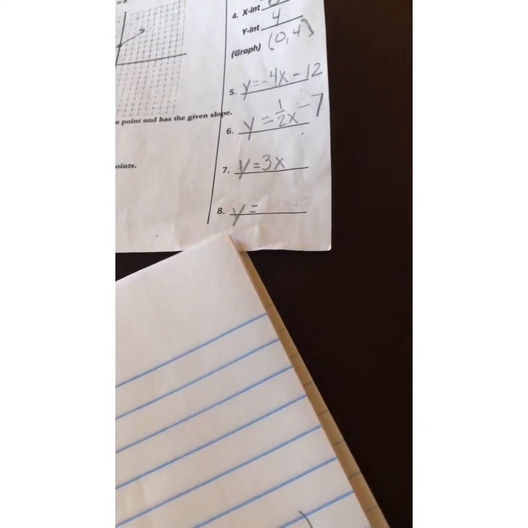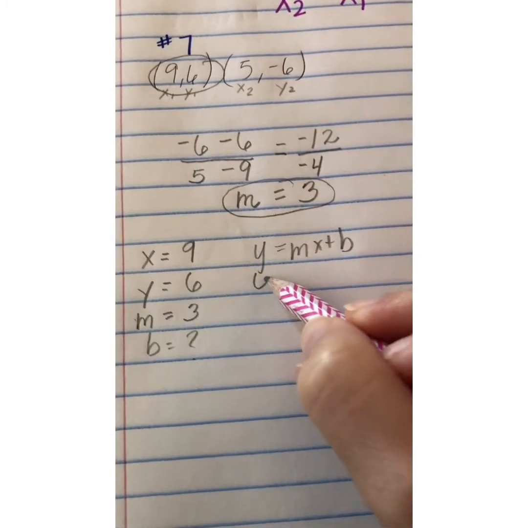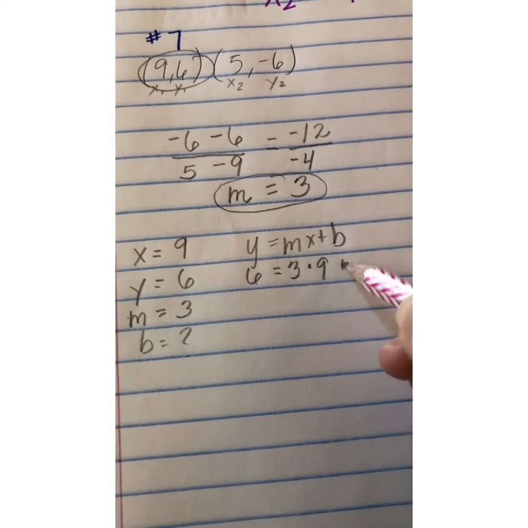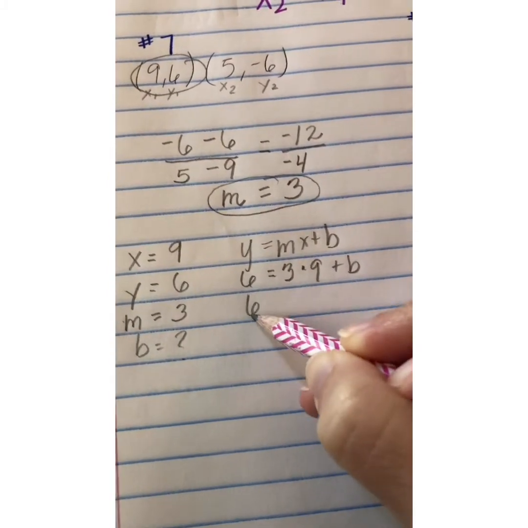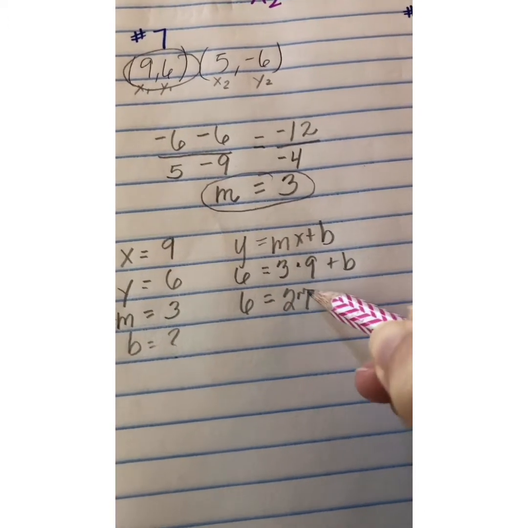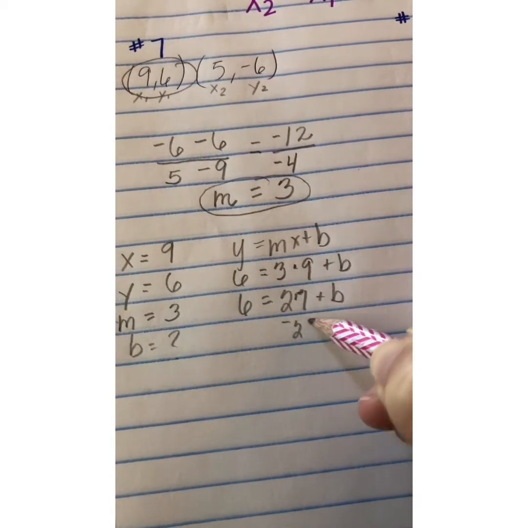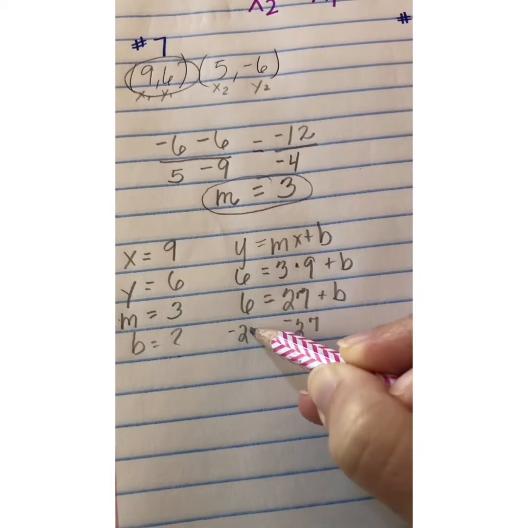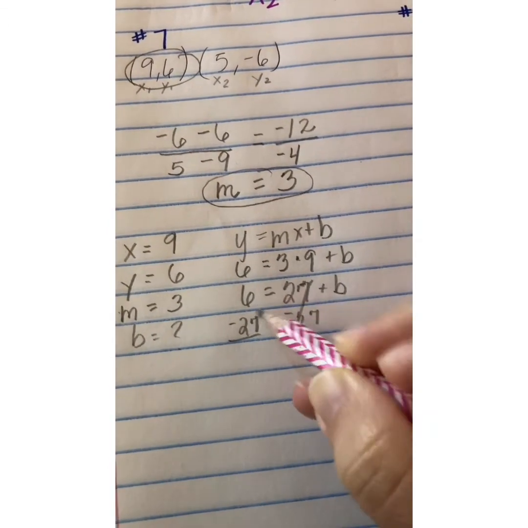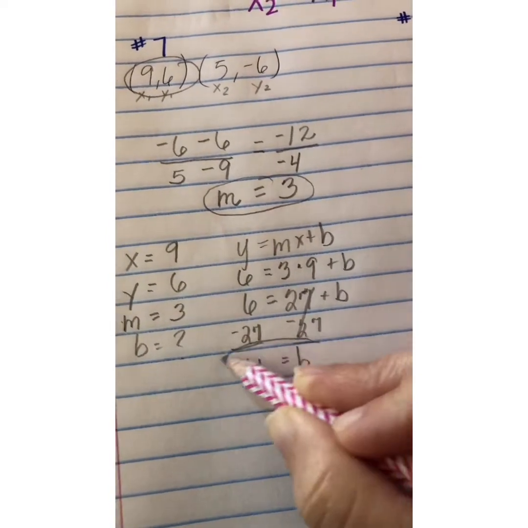Remember, that's my quiz over there. y equals 3x, I just need a b. So I'm going to plug all these in. There's 6, 3, 9 plus b. 6 equals 3 times 9, which is 27 plus b. Subtract 27 from both sides. And that's going to cancel out. 6 minus 27 gives me negative 21 equals b.